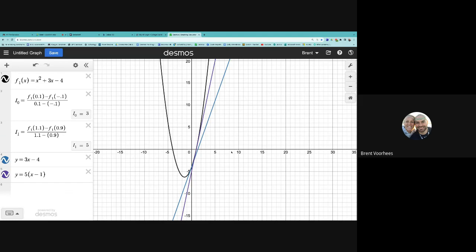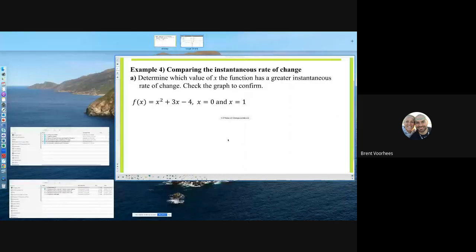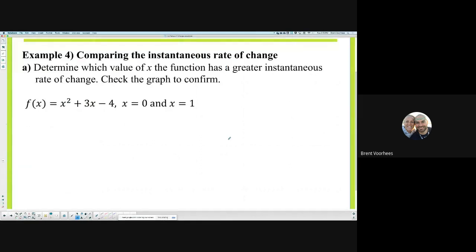All right. What's the answer to this question? Oh, the answer would be, which one has a greater instantaneous rate of change? I1. The instantaneous rate of change when x equals 1 is greater than IROC equals 3 at x equals 0. And that would be your answer on that one.